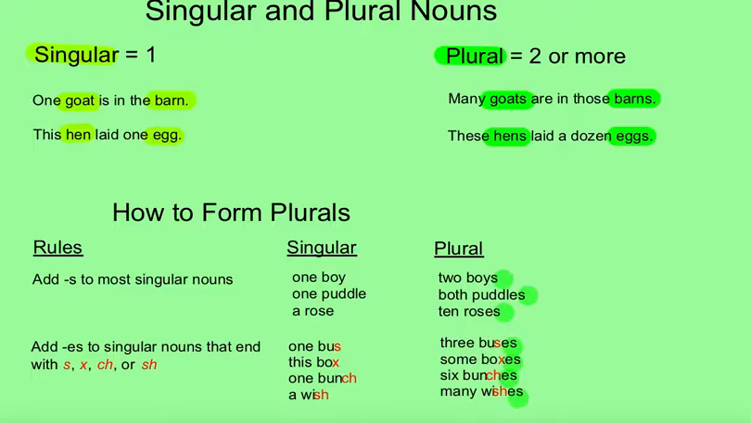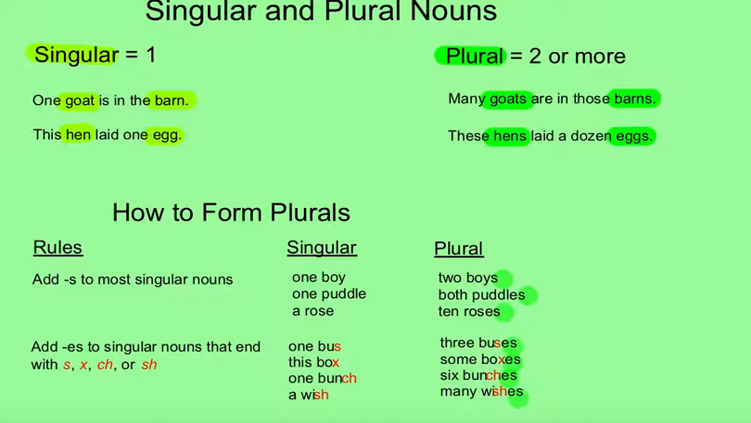So if we look at the sentence, one goat is in the barn, we have the singular goat and a singular barn. So we have two nouns in that sentence, but each one of them is only one. If we think about the same kind of sentence where it says, many goats are in those barns, you can tell that it's become plural because there is an S added to the goats as well as to the barns.